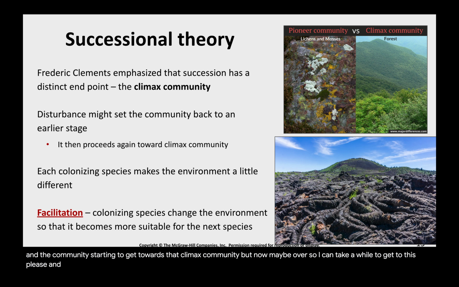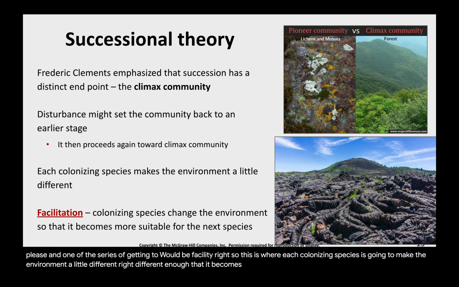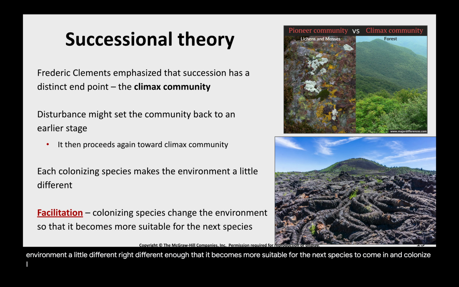And one of the theories of getting to this climax community, one of the theories of succession, would be facilitation, right? So this is where each colonizing species is going to make the environment a little different, different enough that it becomes more suitable for the next species to come in and colonize. So facilitation is one of these theories.